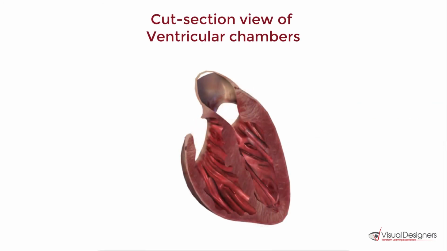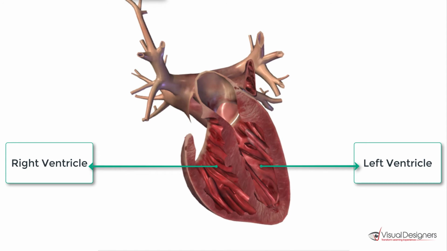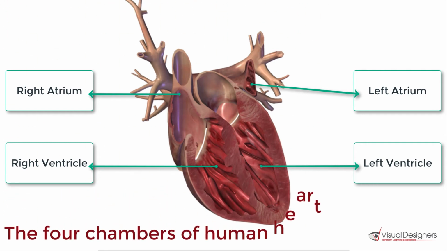To better visualize this, let's look at the cut section view of the heart. These are the left and right ventricles, which are separated by the interventricular septum. Now we append the left and right atria to this image. Together, these form the 4 chambers of the human heart.